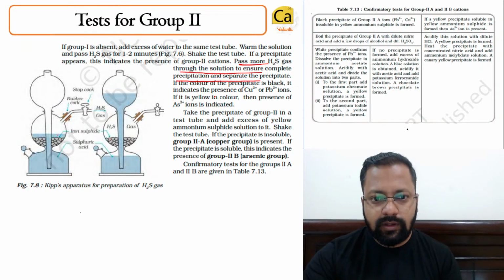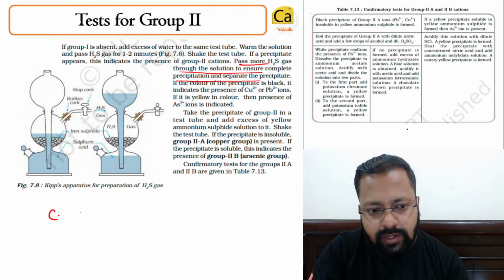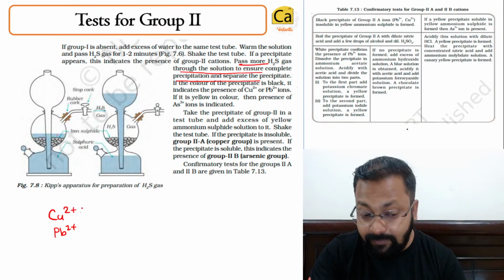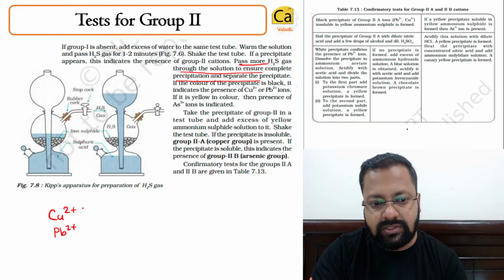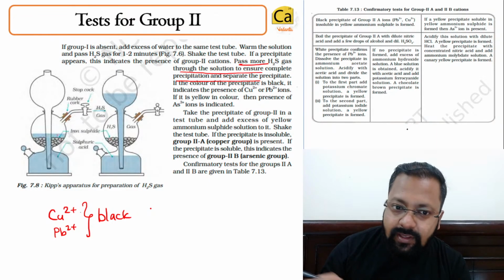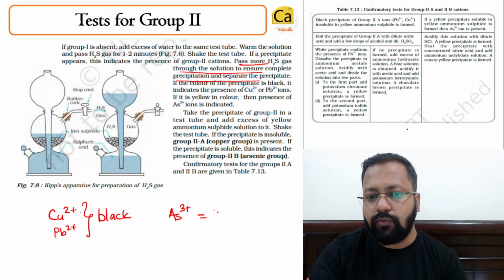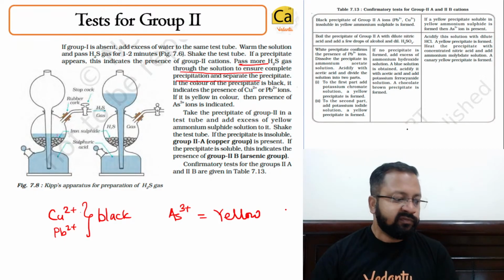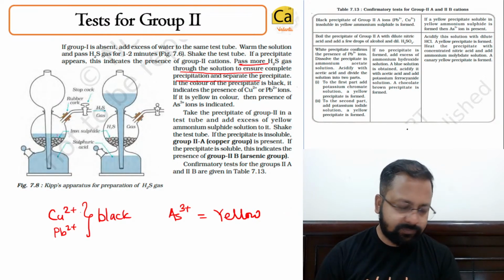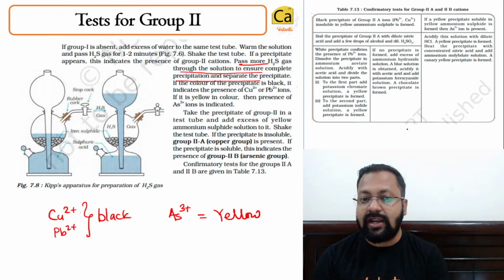Clear? So there are three types of colors that you have to keep in mind. If there is Cu2+ and Pb2+ in the solution, then the precipitate that you would obtain will be black. But if there is arsenic, As3+, then the precipitate that you would get is yellow. Understood? So the precipitate color will tell you which cation is present.